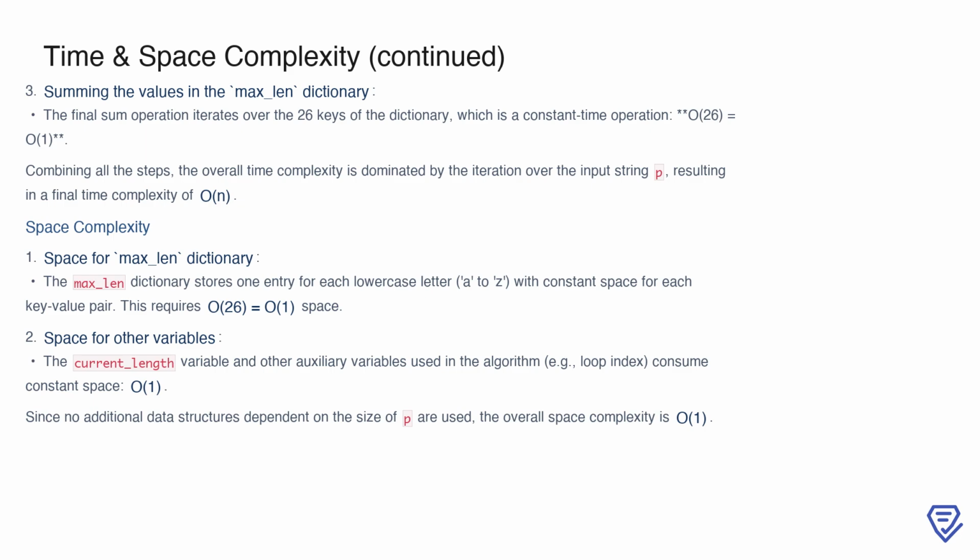For space complexity, the max_len dictionary holds one entry for each lowercase English letter, requiring fixed space of 26, which simplifies to 1. Other auxiliary variables, such as current_length and loop indices, also use constant space. Since no data structures scale with the size of p, the overall space complexity is 1.